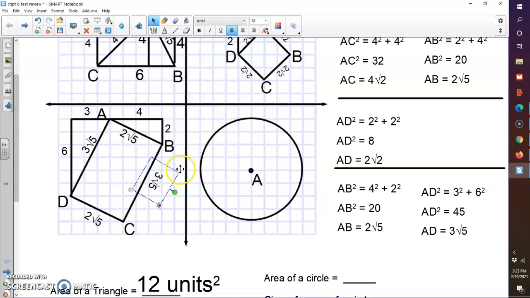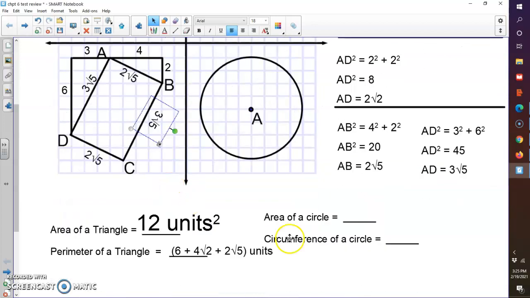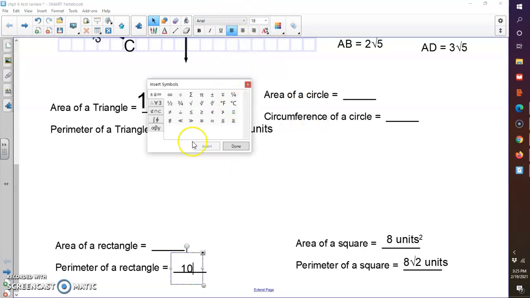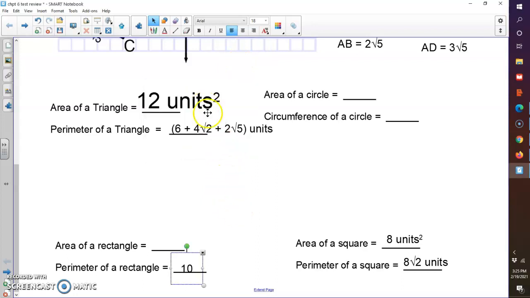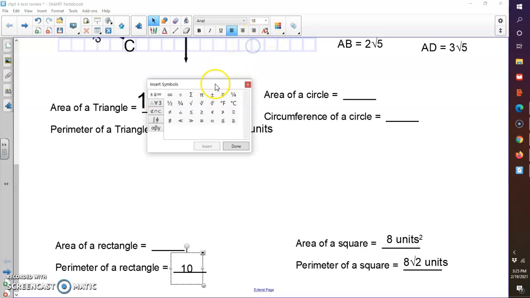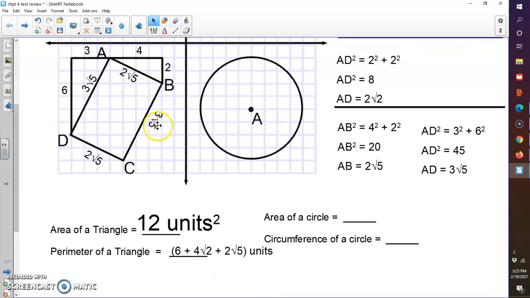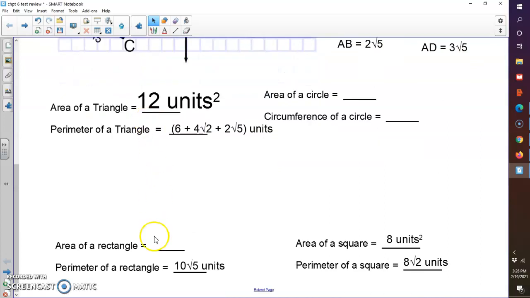So from there, I should be able to do my perimeter and area. My perimeter, 3 root 5 plus 2 root 5 plus 3 root 5 plus 2 root 5. That's going to be 10 root 5. Let me get that radical in there. All right. 10 root 5 units. And then my area, 2 root 5 times 3 root 5. Well, root 5 times root 5 is 5. 2 times 3 is 6. 6 times 5 is 30. So we have 30 units.